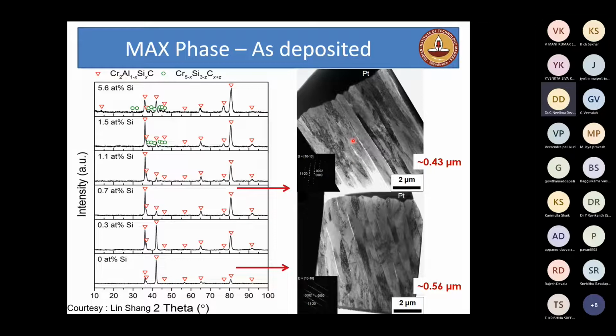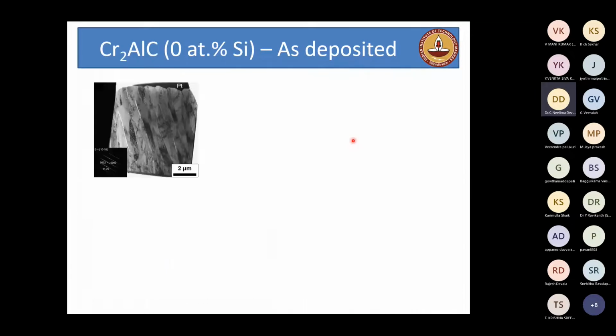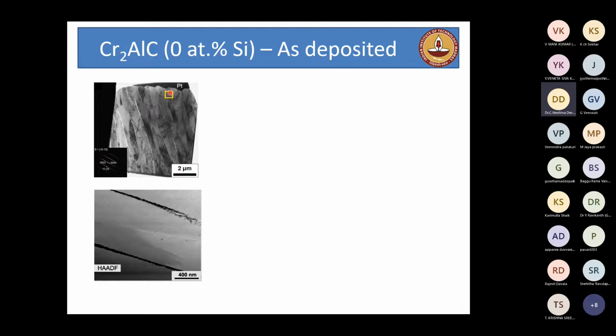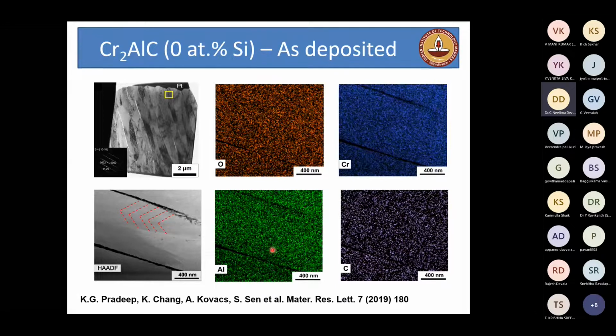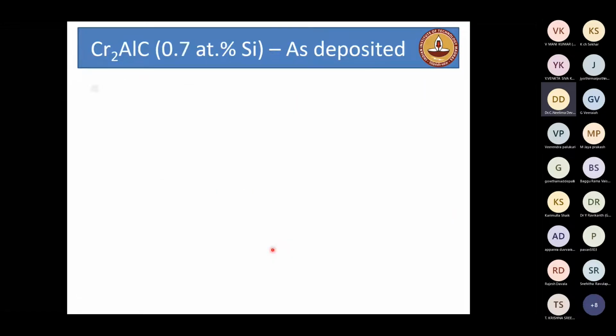But where is the silicon? We do not know. Now you take one of these samples and go into high resolution TEM microscopy. That means this little region we magnify using a STEM image. Now you can see in that particular region, some V-shaped uncharacteristic defect features are visible. So these V-shaped features we map with chemical mapping. And you can see all the elements of the MAX phase, chromium, aluminum, carbon, oxygen, are present inside, and they are uniformly distributed.